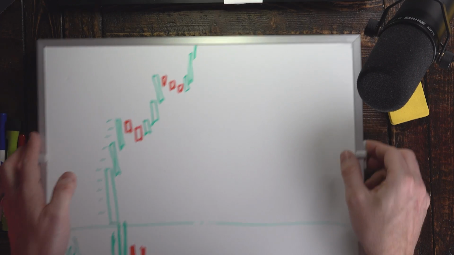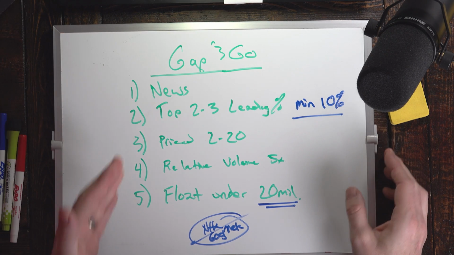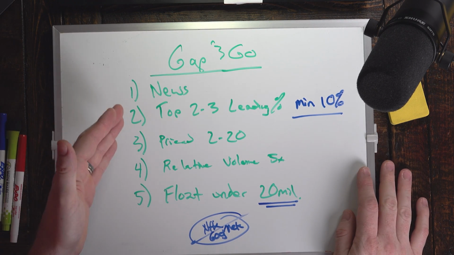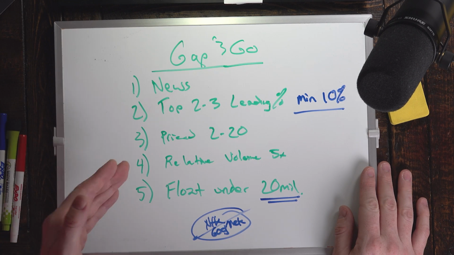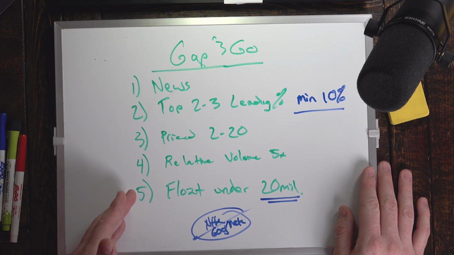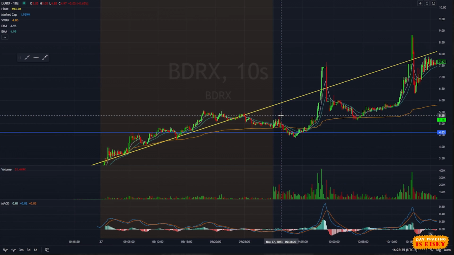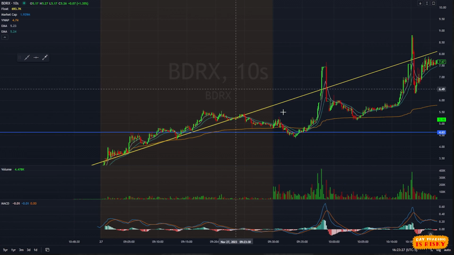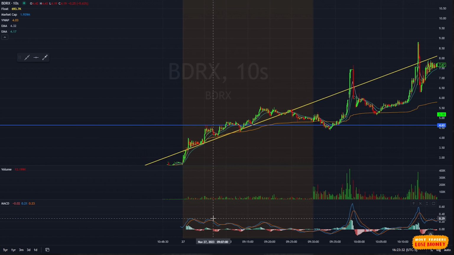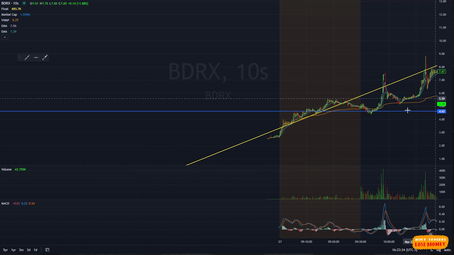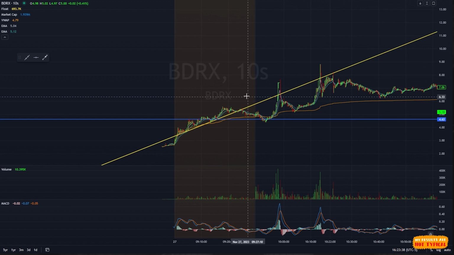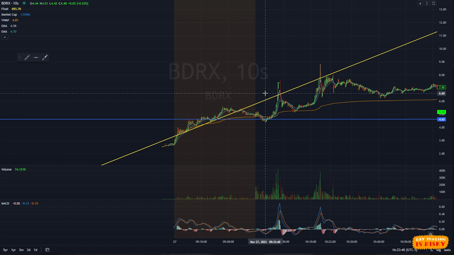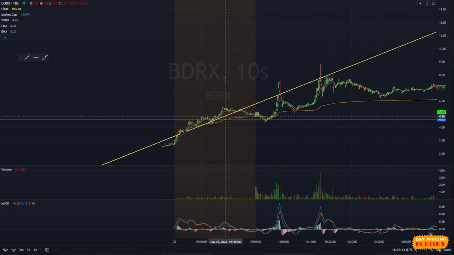The fact is, I can have a stock that perfectly meets all of my criteria here. It has news. It's one of the top 2 to 3 leading gappers. It's priced between 2 and 20. It's got 5 times relative volume and the float's under 20 million. I mean, I would say literally BDRX met all of those criteria. And considering my biggest green day was nearly $500,000, you might think, gosh, why didn't I make more on this than I did today?